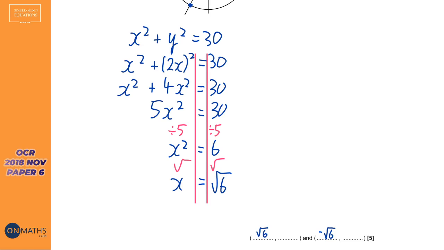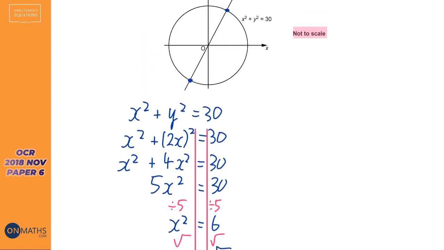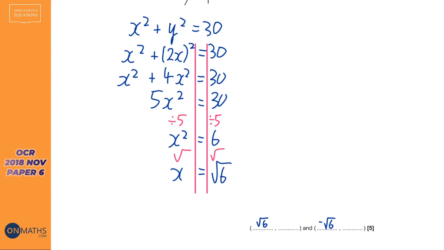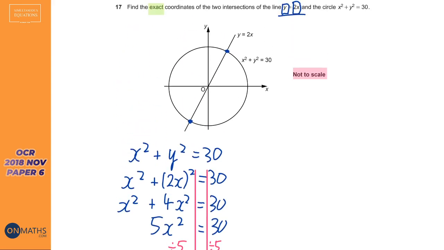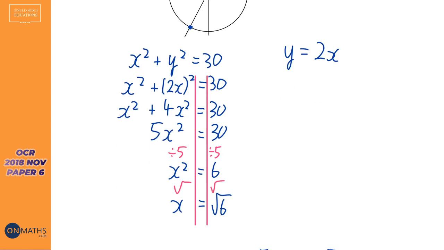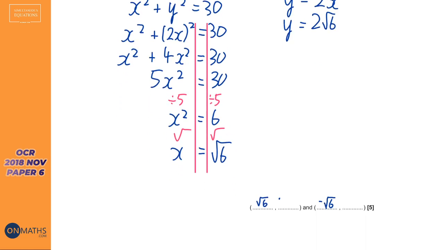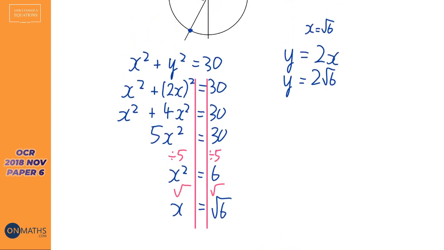Okay, so we've now got to find out what y is when x is root 6. And we can just use this equation here. So it says y is 2 lots of x. And so when x is root 6, y is going to be 2 lots of root 6. Simple as that. So it'd be 2 root 6. And when x is negative root 6, y is going to be what? Minus 2 root 6.